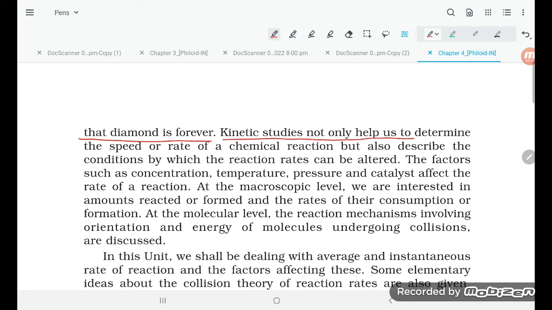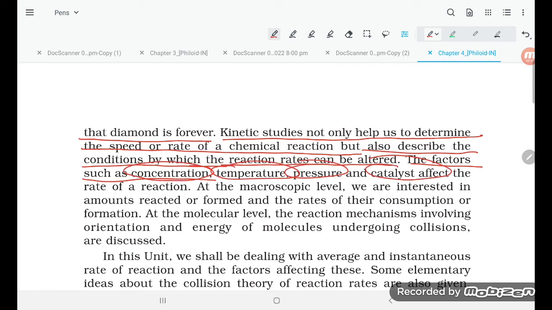Kinetic study not only helps us to determine the speed or the rate of chemical reaction, but also describes the condition by which the reaction rate can be altered. The factors such as concentration, temperature, pressure, and catalyst affect the rate of reaction.